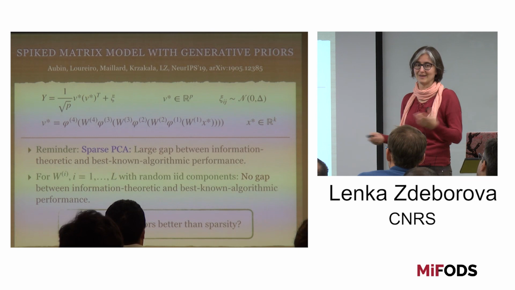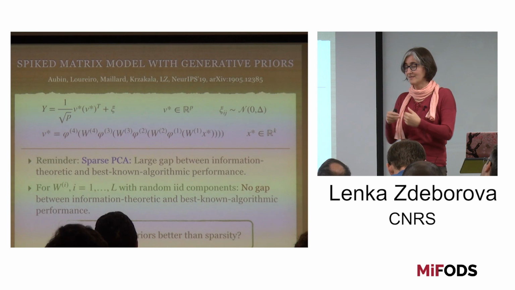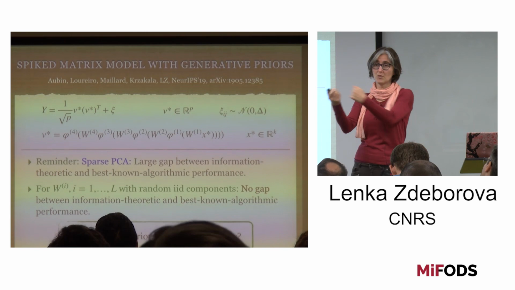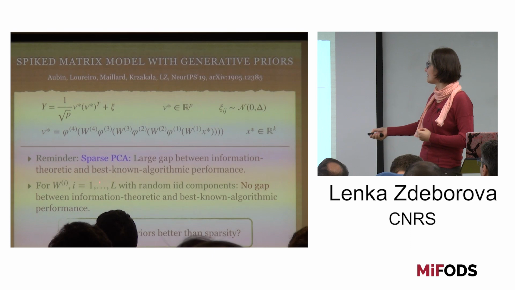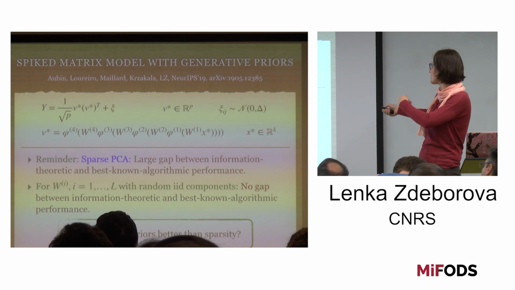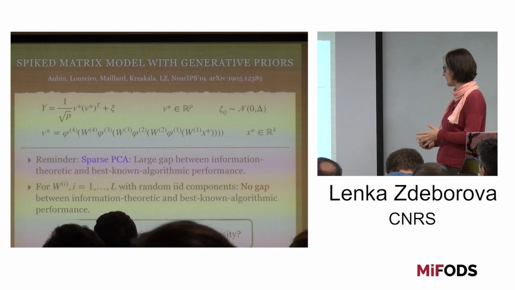Sparse PCA is one of these canonical problems where, as the sparsity gets large, there is a huge algorithmic gap between what's information theoretically possible and what's algorithmically known to do. There is a relation to the planted clique, and it's a theoretically interesting and well-studied problem. If we do the same with the generative model with random matrices, matching the dimension we are reducing to with what the sparsity would be in the sparse PCA problem, what's interesting is that the algorithmic gap completely disappears. This is something that we didn't expect.